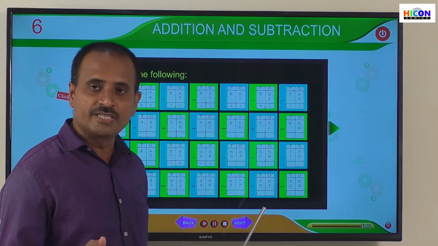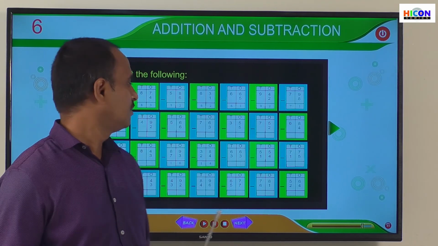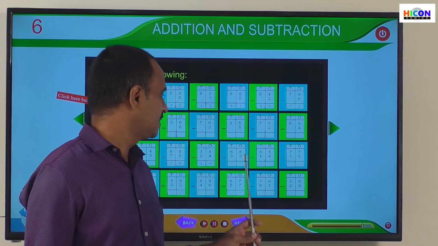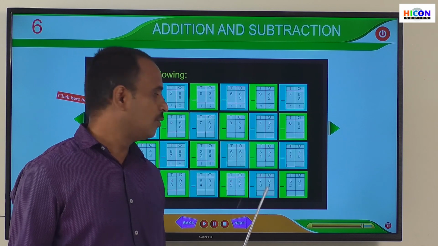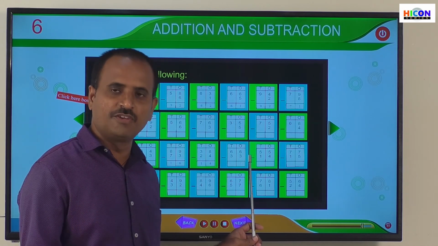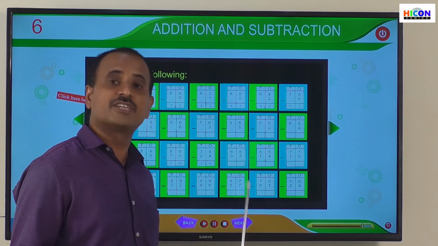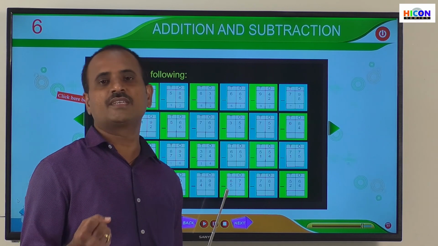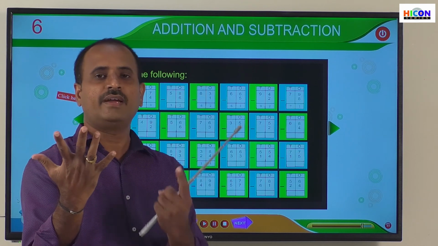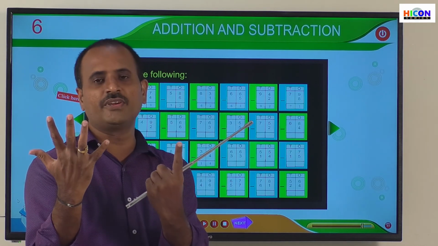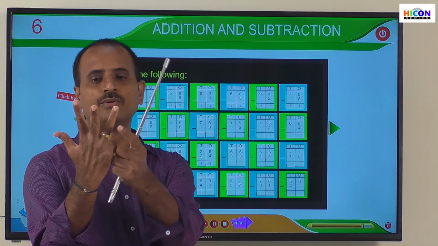Subtract the digits present in the ones place first. What are the digits present in the ones place? 6 and 3. So that means 6 minus 3. Open 6 fingers and close 3 fingers. The remaining fingers will be the answer. Open 6 fingers. 1, 2, 3, 4, 5 and 6. And close 3 fingers. 1, 2, 3.